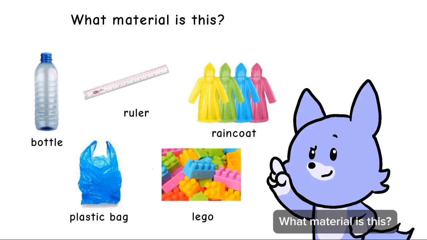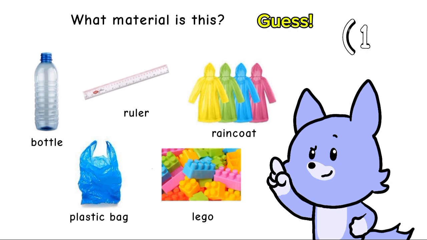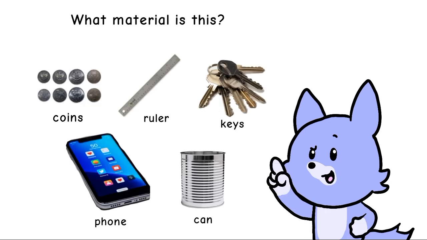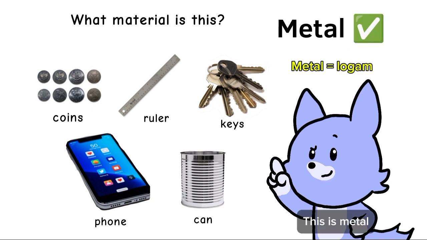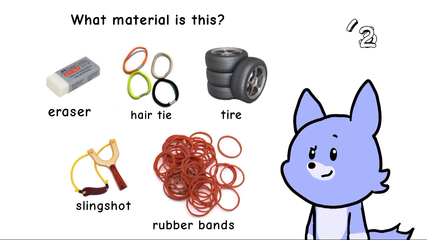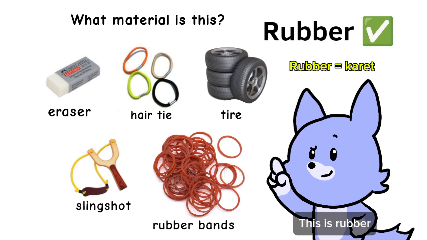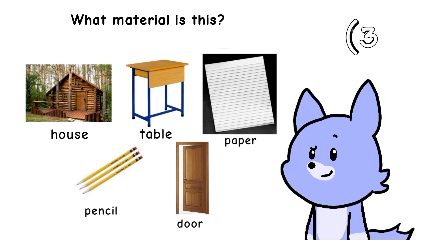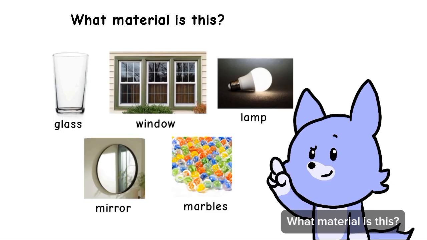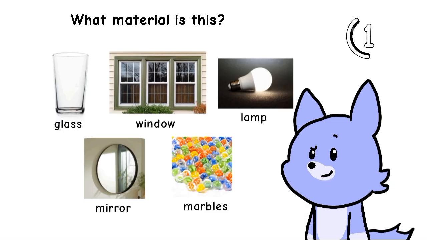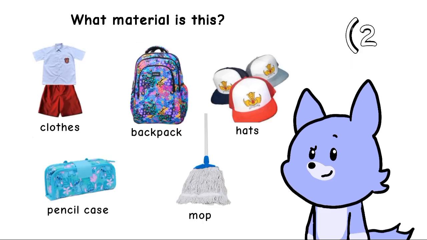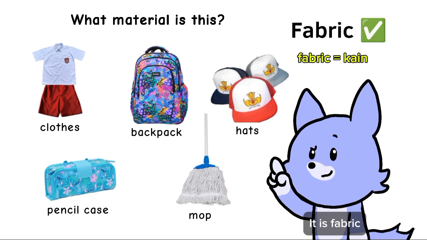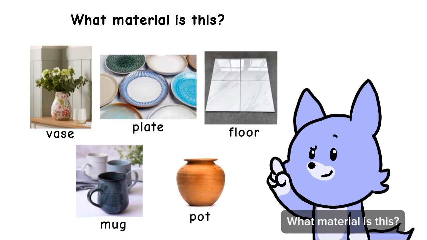Number 1. What material is this? This is plastic. What material is this? This is metal. What material is this? This is rubber. What material is this? It's wood. What material is this? This is glass. What material is this? It is fabric.